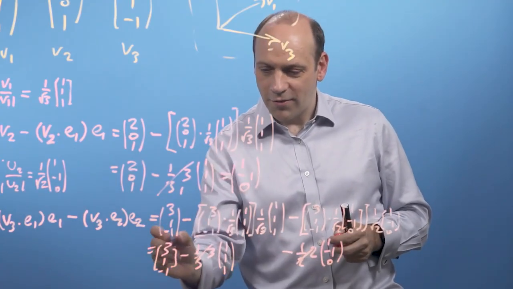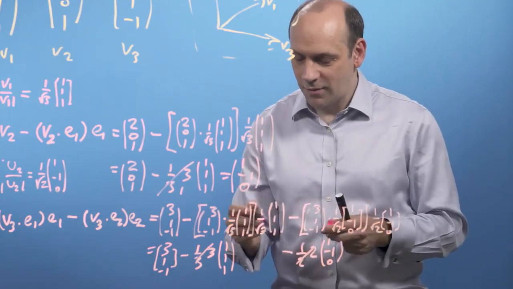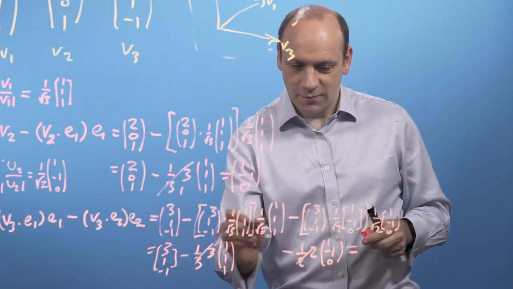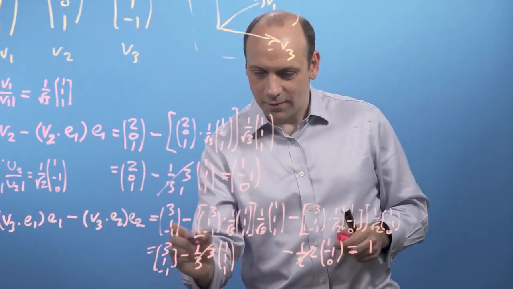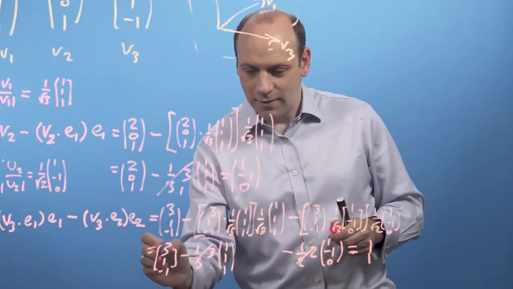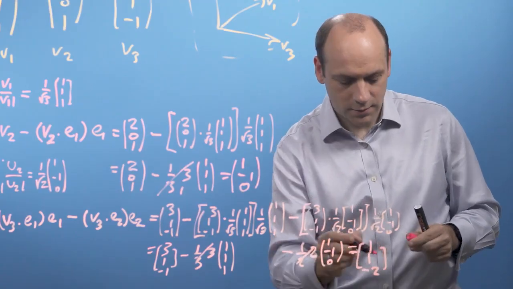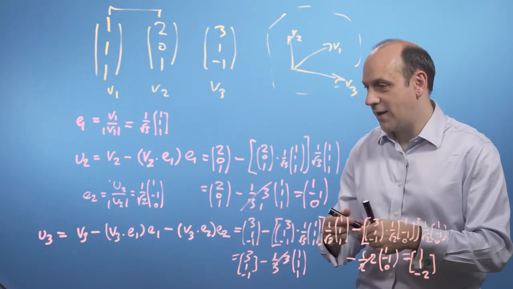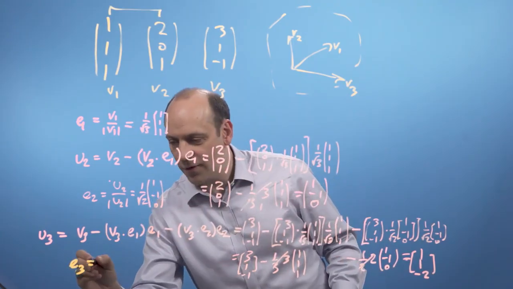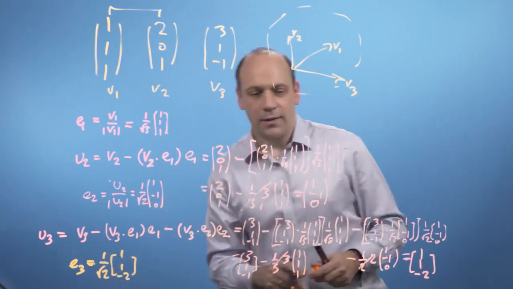So then I've got 3, 1, minus 1, minus 1, 1, 1, minus 1, minus 1, 0. So therefore, I get an answer for U2 being 3 minus 1 minus 1, so that's 1. 1 minus 1 is 0, minus minus 1 is plus 1, minus 1 minus 1 is minus 2. And so I can then normalize that and get E3. So E3 is just the normalized version of that, which is going to be 1 over root 6 of 1, 1, minus 2.